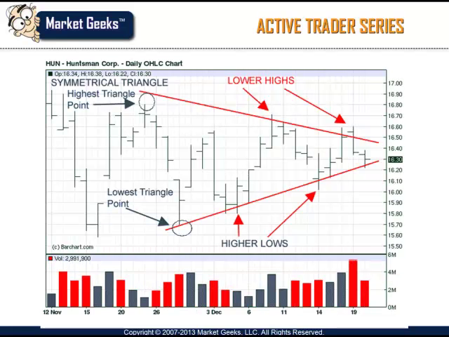In this example, you can see how to identify the high and the low points for the symmetrical triangle pattern.